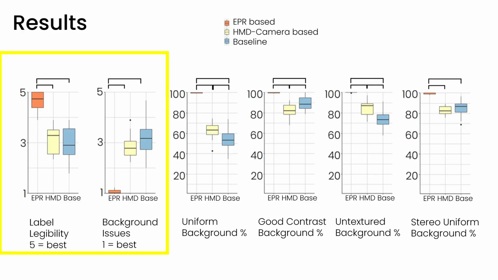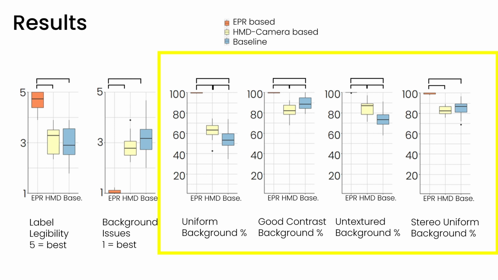As for the results, participants were asked to rate the legibility of the optimized labels, as well as the severity of background issues such as blurring and double vision. The eye-perspective algorithm significantly outperformed the other two algorithms with respect to both.